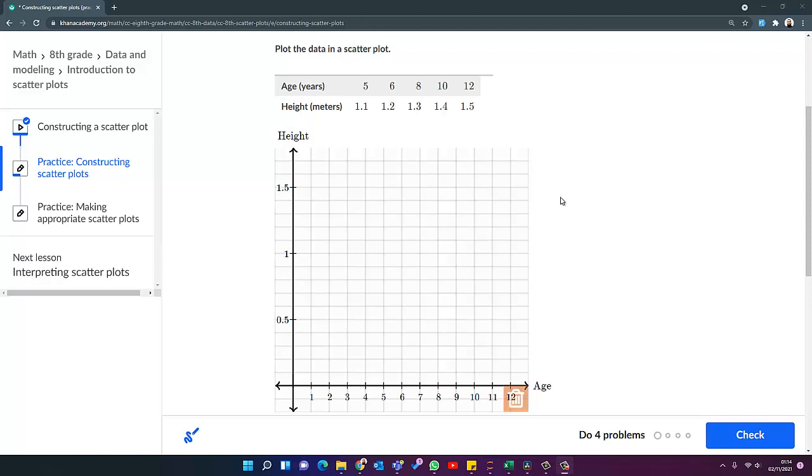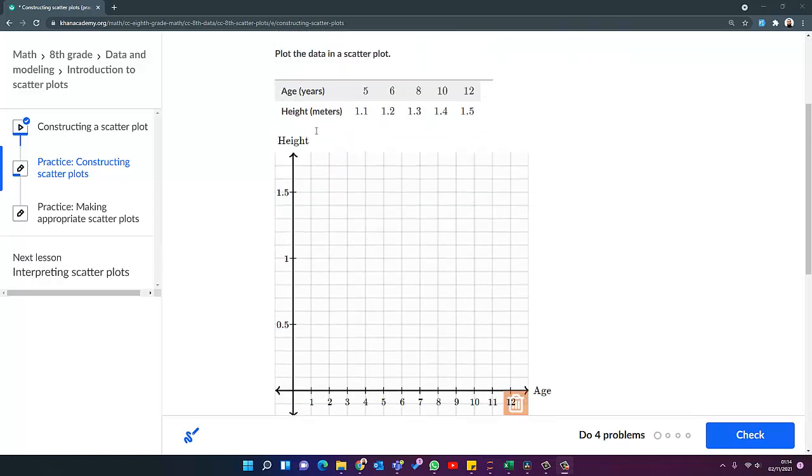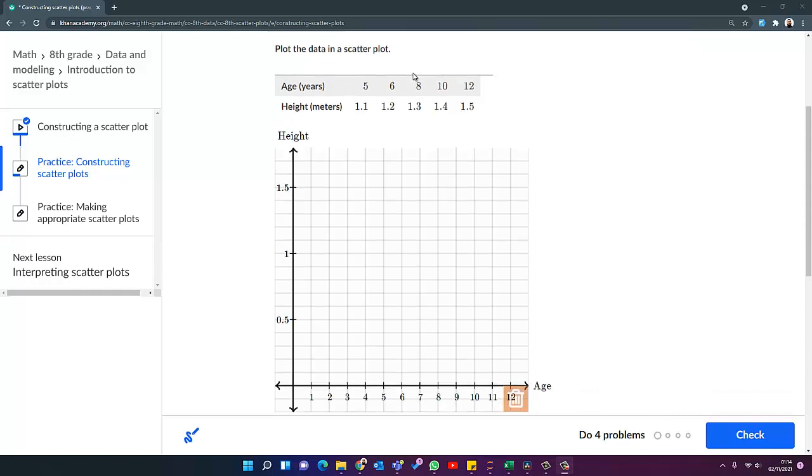Let us visualize very simply but in a manual method. We got this from Khan Academy, and here a doctor is studying nutrition collection data where the heights of children in America are measured on one axis and the age is measured on the other axis. So we can see in this one the height is on the y-axis and the age is on the x-axis.